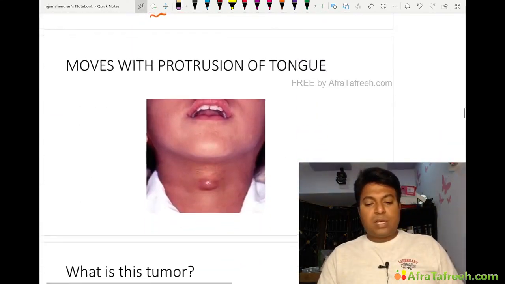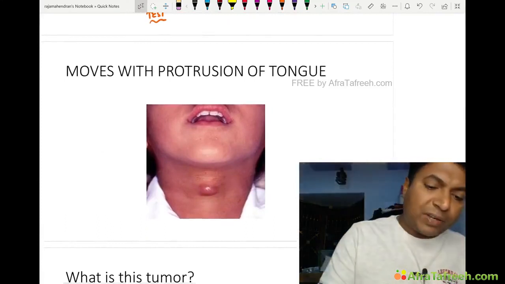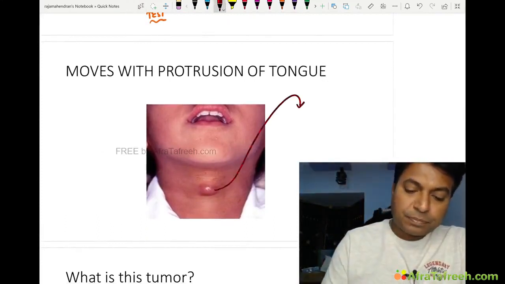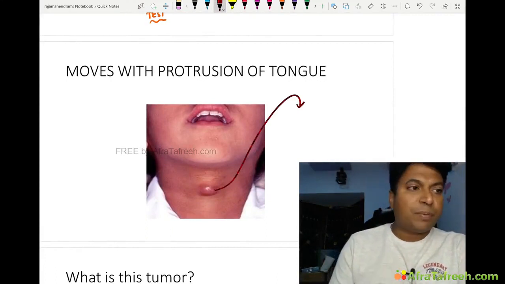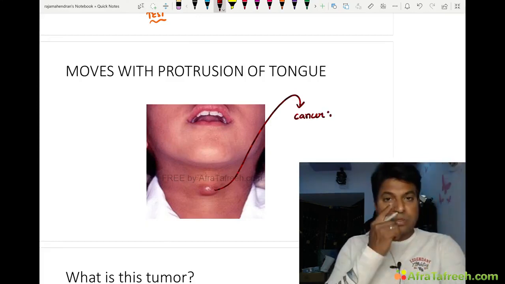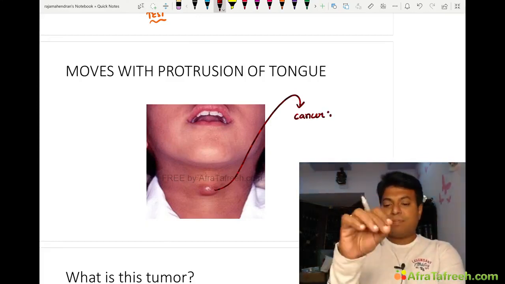This is a thyroglossal cyst, which moves with protrusion of the tongue. I want to ask 3 questions on thyroglossal cyst. The only swelling moving with protrusion of the tongue is the thyroglossal cyst. What cancer can arise from this thyroglossal cyst? That is my one question. What is the cancer which can arise from this cyst?